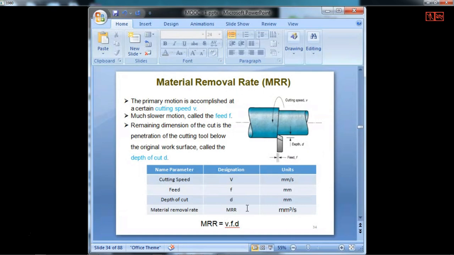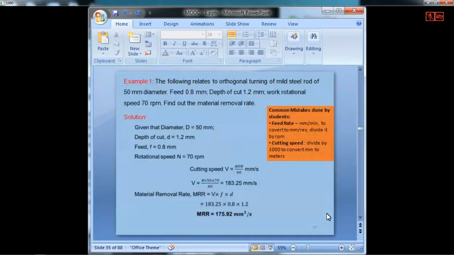Then the material removal rate will be given in terms of millimeter cube per second or per minute. That is the volume of material which is removed per unit time. If you remember that, you will not make mistakes with the unit. So here generally it is given in terms of millimeter cube per second.